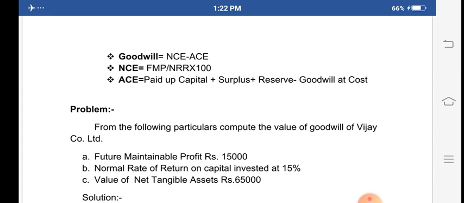How to calculate the actual capital employed? The actual capital employed is calculated like this: paid up capital plus surplus plus reserve, minus the goodwill at cost. Whatever goodwill at cost is there, we have to subtract it, you will get the actual capital employed, and then you put it into the formula of goodwill. These are the formulas for both approaches, the net assets approach and the actual capital employed approach. Now we will see the problem on this.